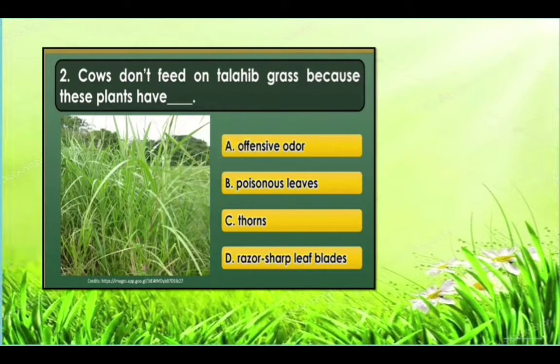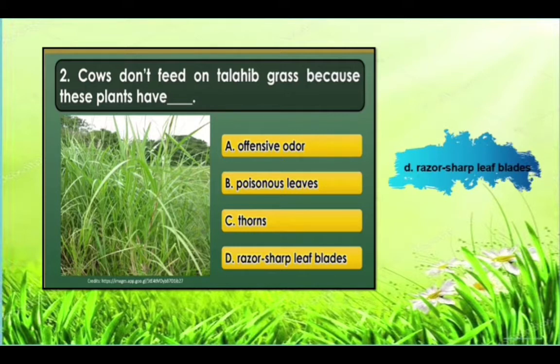Next, number 2. Cows don't feed on talahib grass because these plants have blank. A. Offensive odor. B. Poisonous leaves. C. Thorns. D. Razor-sharp leaf blades. The correct answer is letter D, razor-sharp leaf blades. You are absolutely correct.